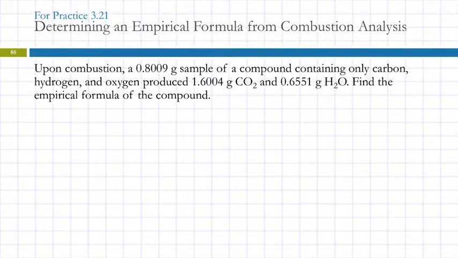But then to figure out the oxygen, we need the mass of carbon, the mass of hydrogen, and we subtract those from the mass of the original sample. Because it contains 3 elements, carbon, hydrogen, and oxygen. So if we take the whole mass and subtract the carbon and the hydrogen, then we get the mass of oxygen remaining. So this one's a little more involved.